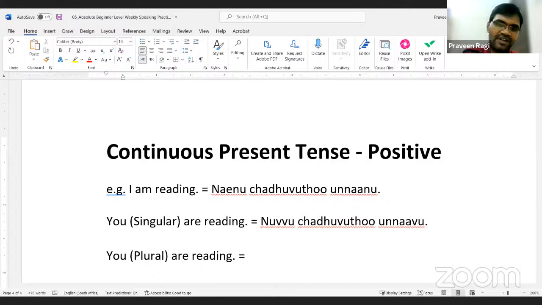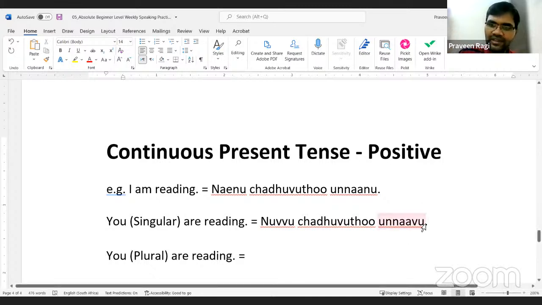This is for better understanding purposes. We are translating like this, but in real life situations, you can combine these two words as chaduvutunnavu. Similarly, chaduvutunnanu. Usually you hear it like this only, but if I tell you like this, you will clearly understand. Nenu chaduvutu plus unnanu, like that.